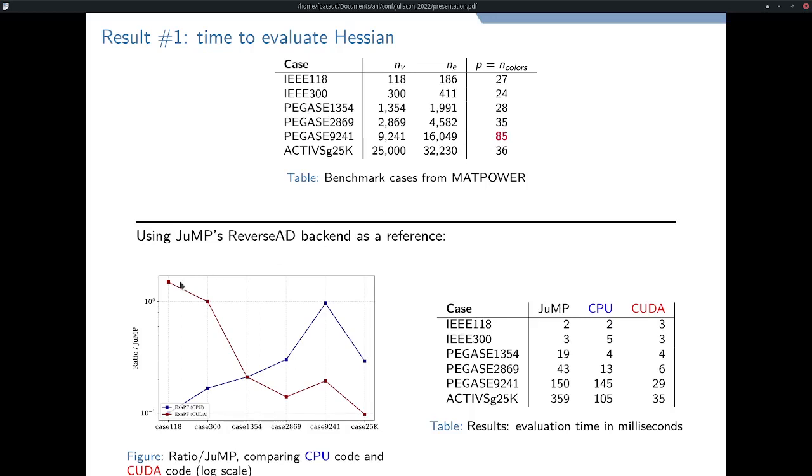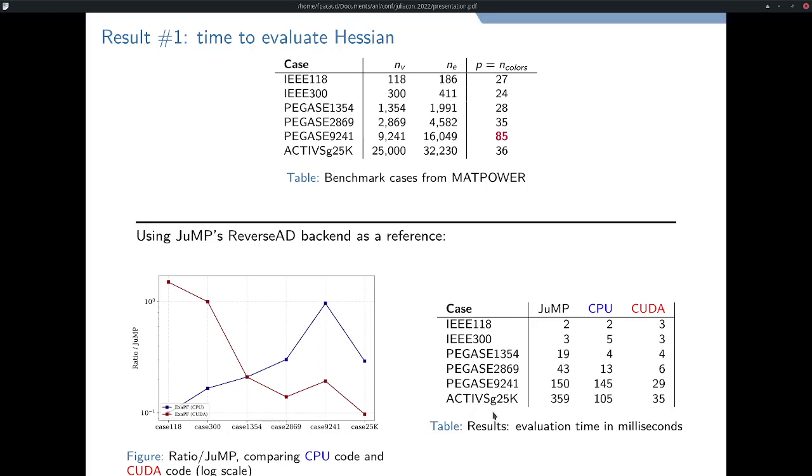So what happens if we look at the graph? At first, on the smaller cases, it's not worth evaluating our model on the GPU, because we are slower than JuMP. Here everything is scaled by the time spent in JuMP. So that means if we are on this line, we are exactly as fast as JuMP. So at the beginning, the GPU backend is not as fast as JuMP. JuMP is faster. And as we increase the size of the problem, the GPU backend is becoming faster and faster, even compared to our own CPU backend.